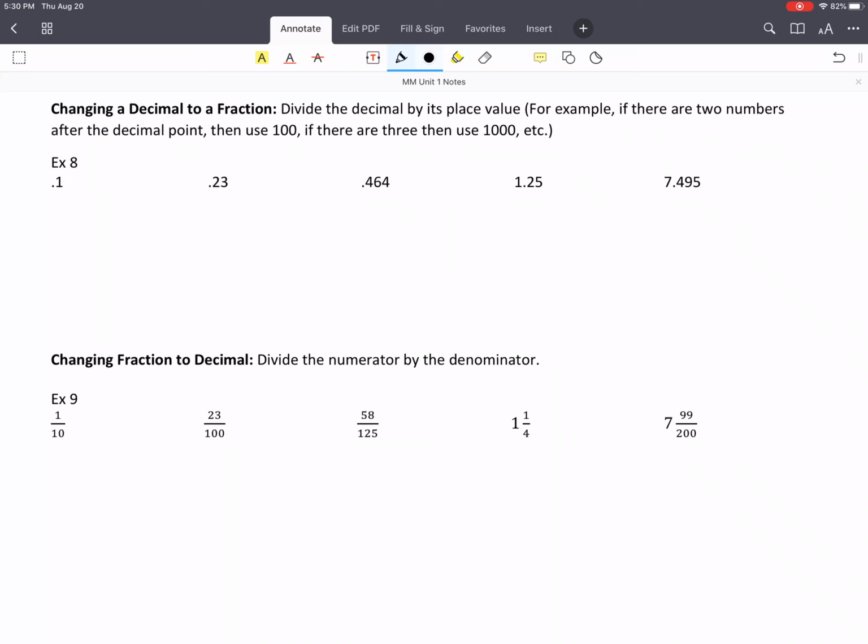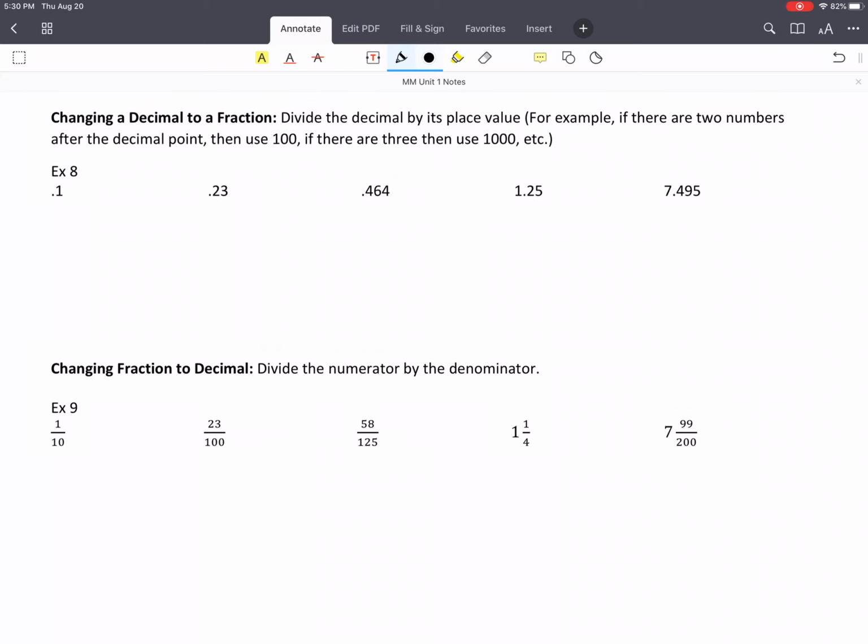So changing a decimal to a fraction. It says we need to divide the decimal by its place value. Okay? So for example, if there are two numbers after the decimal, then you use 100. If there are three, use 1,000. So this is where the decimal places get their names. Tenths, hundredths, thousandths. So this one, it's in the tenths place. So we just take our 1 and divide it by 10.